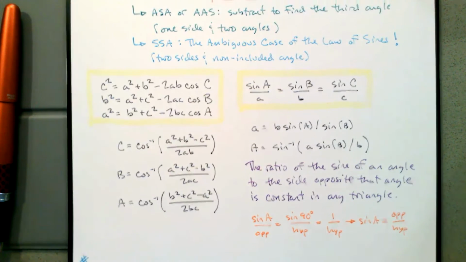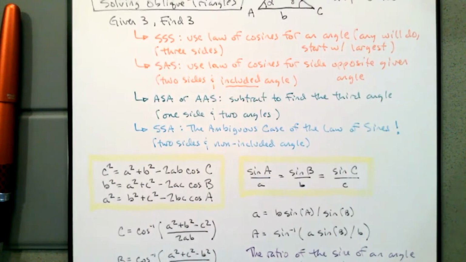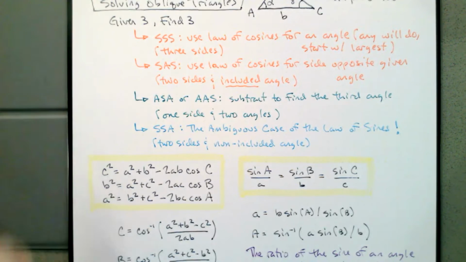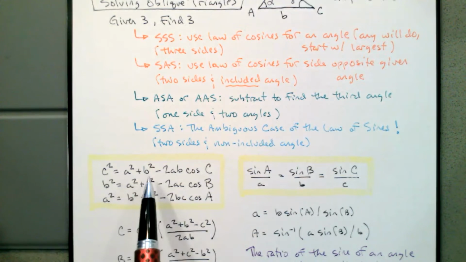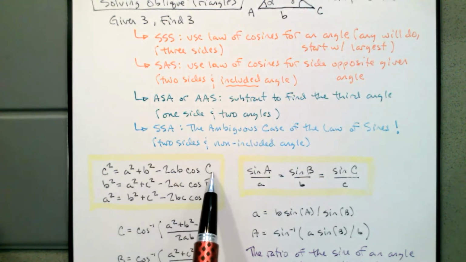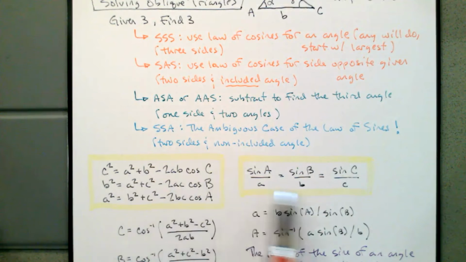The 2 cases that we covered last week, where we have 3 sides or 2 sides and the included angle, in both of those cases, we can't use the law of sines because I don't have a set of opposite information. If I have side A, side B, and the included angle C, then I can't use the law of sines. I don't have an angle opposite one of those sides. Or if I have all 3 sides, I don't have any angles, and I can't use the law of sines.